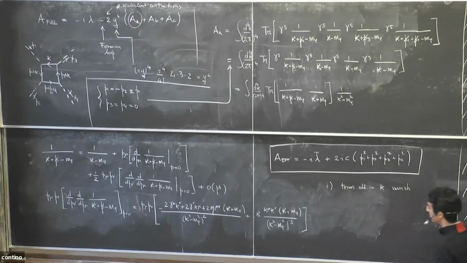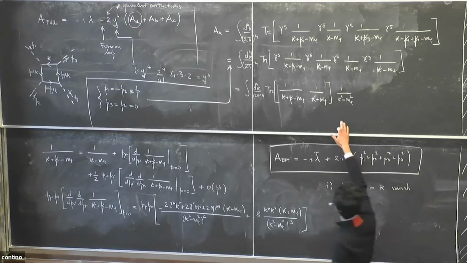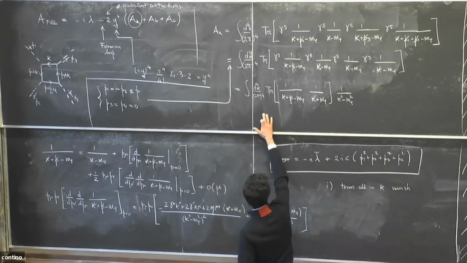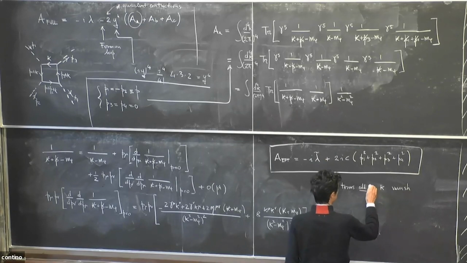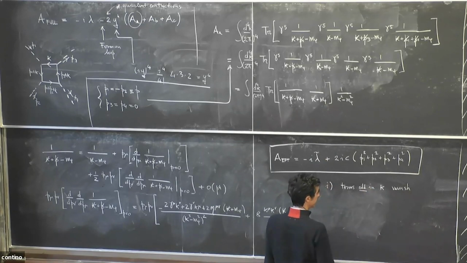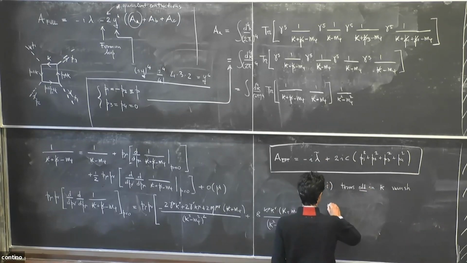I'm going to use dimreg, okay, because the diagram will diverge. Okay, in fact, you see that there is a logarithmic divergence. Okay, so I had to use dimreg. So all terms which are odd in the internal momenta vanish, and I can drop them.